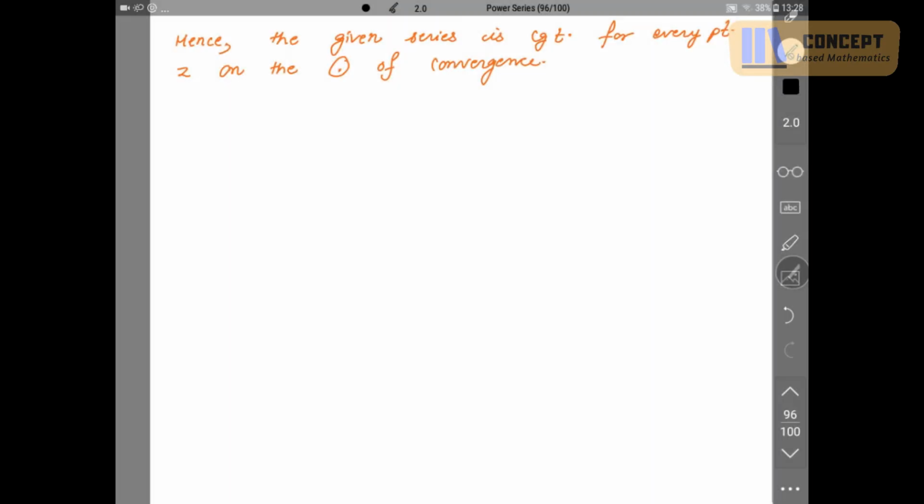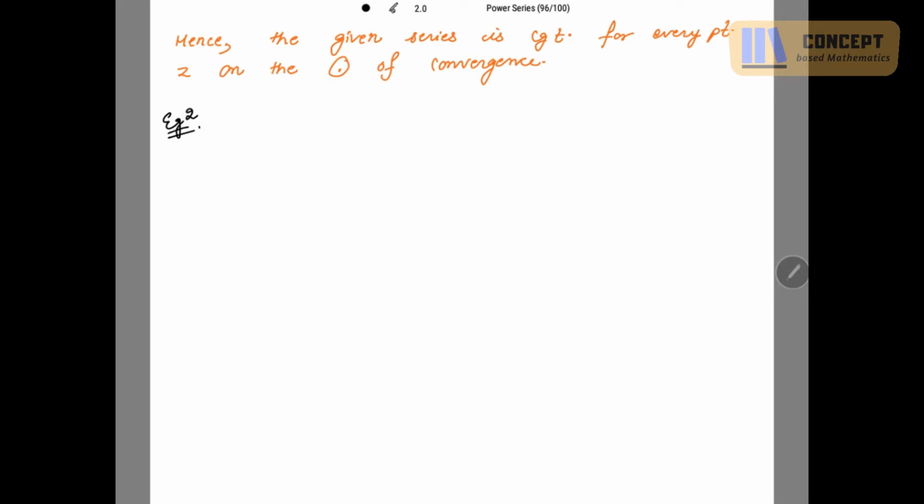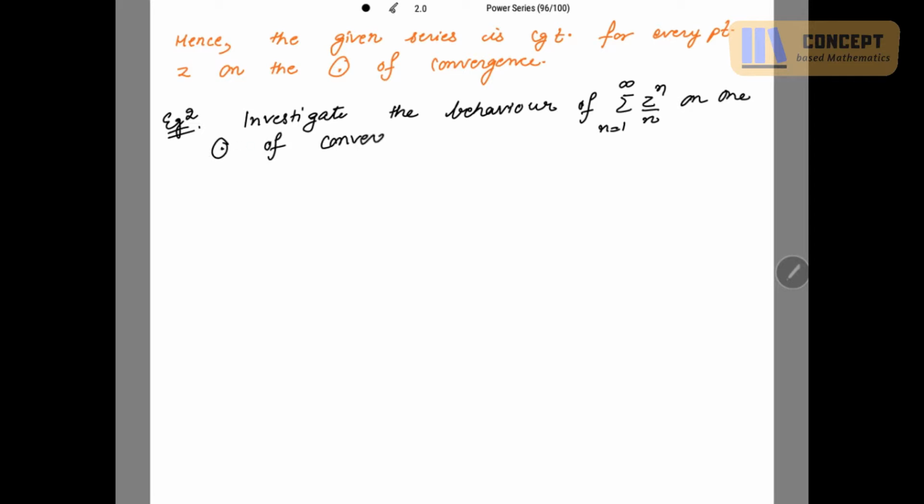Let's have our next example, which is also very important and expected. Investigate the behavior of summation z to the power n over n, the series starting from 1 to infinity, on the circle of convergence. Alright, let's start. Again, let's take our power series, a_n z^n, which is equal to what is given: z to the power n over n.